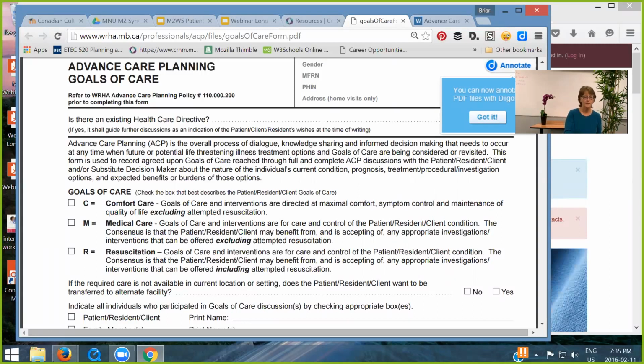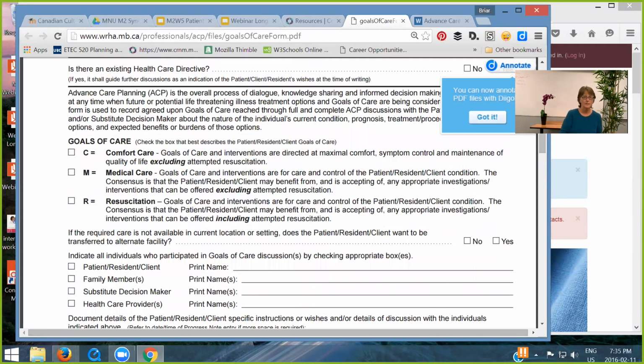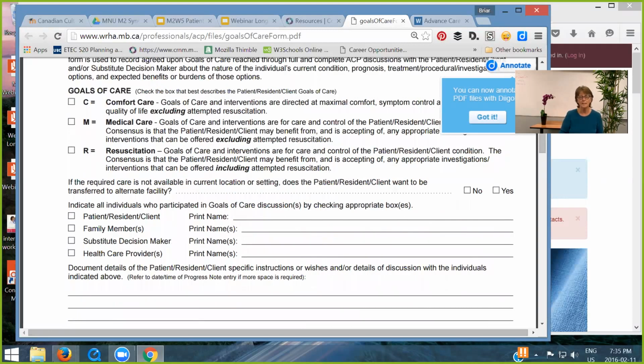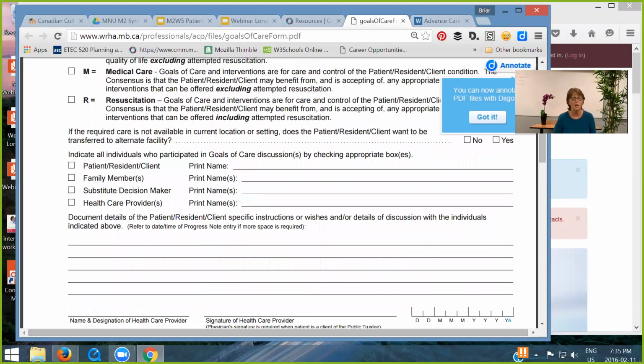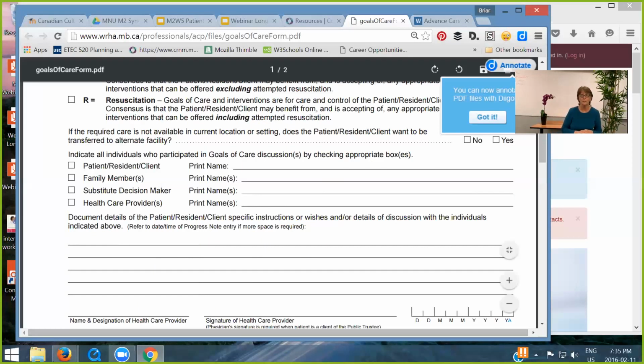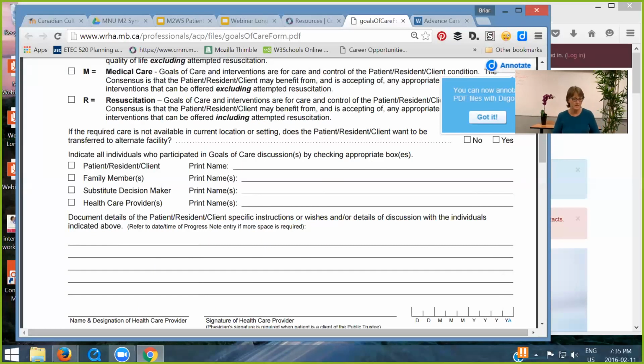So we can just lift it up a little bit. So now it says indicate the individual. Okay, indicate all individuals who participate in the goals of care decision. So it's the patient and the client, and it could be family members. That says individuals who are participating in the discussion. But it is the responsibility of the patient to have the final decision.